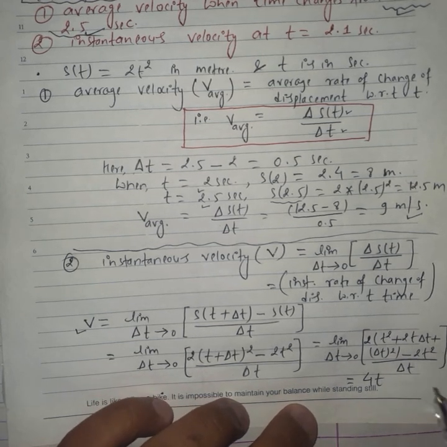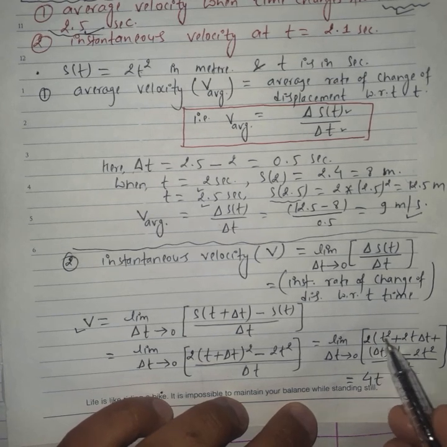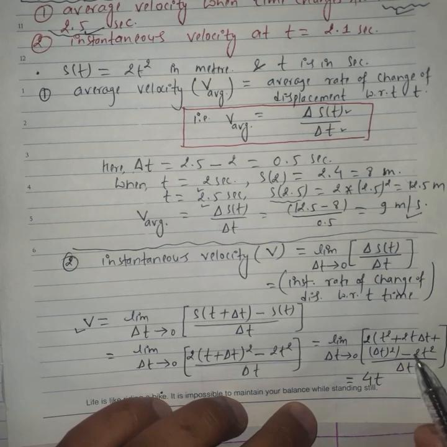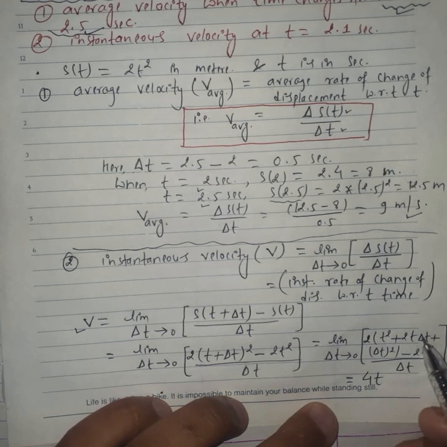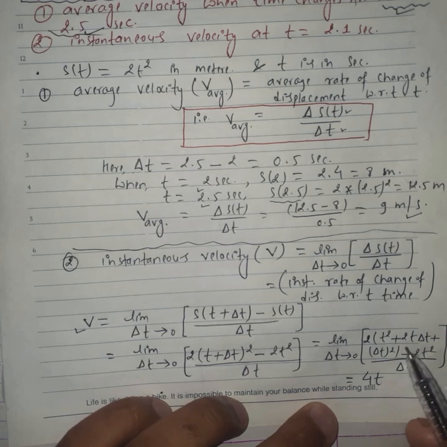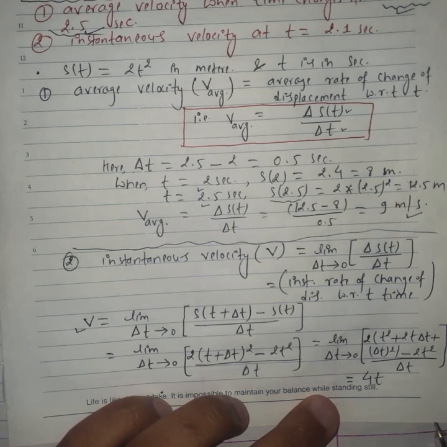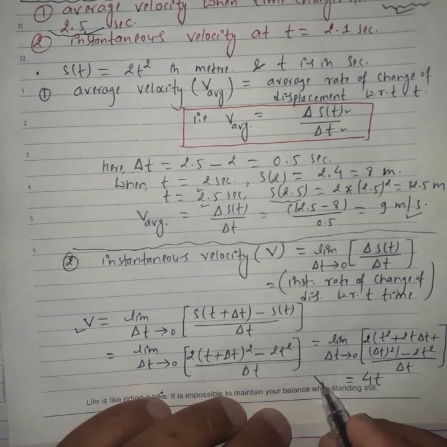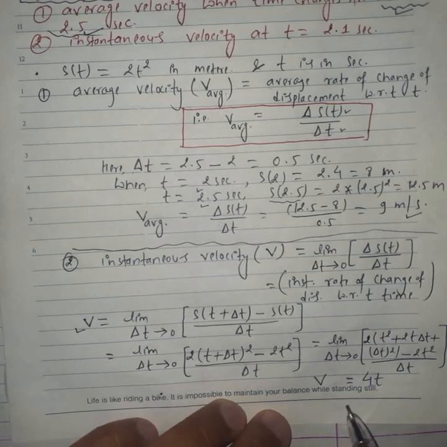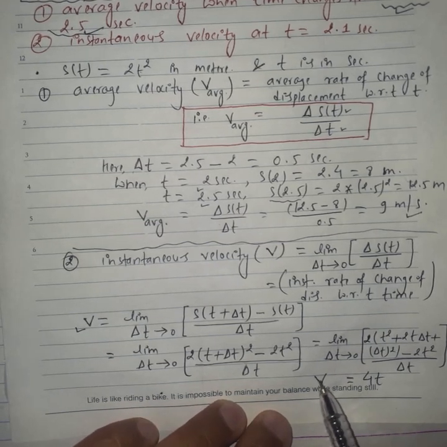After simplifying this expression, first distributing the 2 among all these three terms and then cancelling, the 2t square and the negative 2t square cancel out, and then among the remaining terms we can take delta t as common, and the delta t in the numerator and the delta t in the denominator will cancel out, and then finally we find the limiting value as 4t after substituting delta t as 0. This is the limiting value, and it is the value of v, the instantaneous velocity.